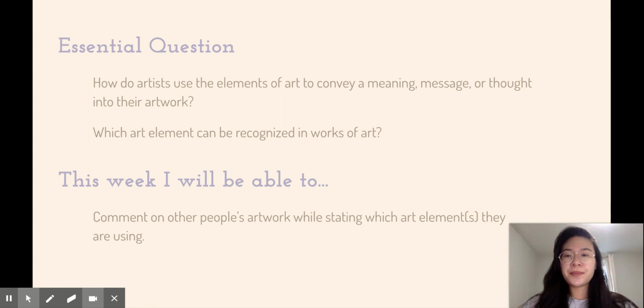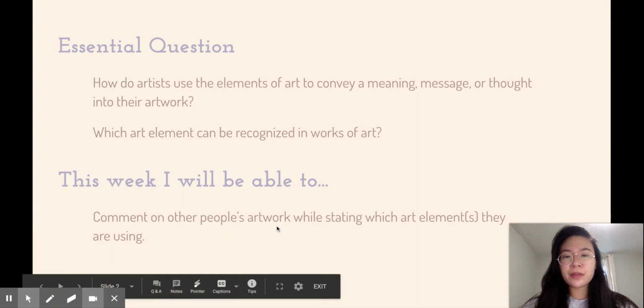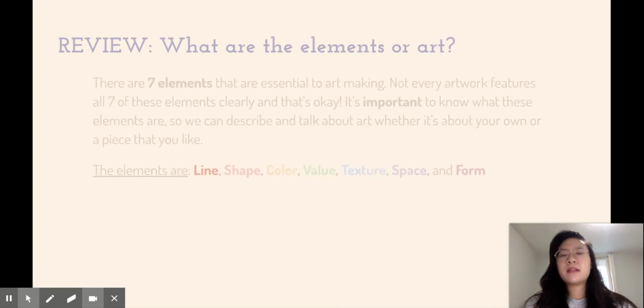We do have a new essential question for this week because we will be focusing on critiquing, or giving feedback. That essential question is: which art element can be recognized in works of art? So this week, you will be able to comment on other people's artwork while stating which art element or elements they are using.